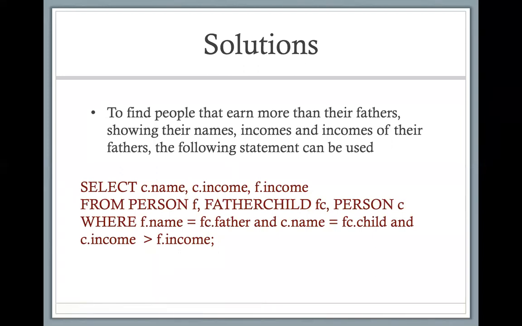And then finally, I have a selection condition that c.income, the child's income, is greater than the father's income. What am I selecting? What are the attributes I'm selecting? I'm selecting c.name, the child name, c.income, the child income, and the income of the father F.